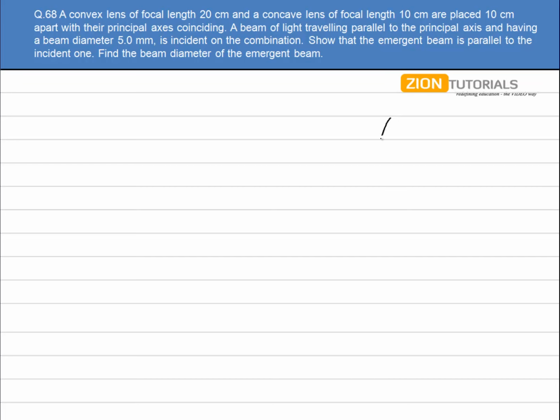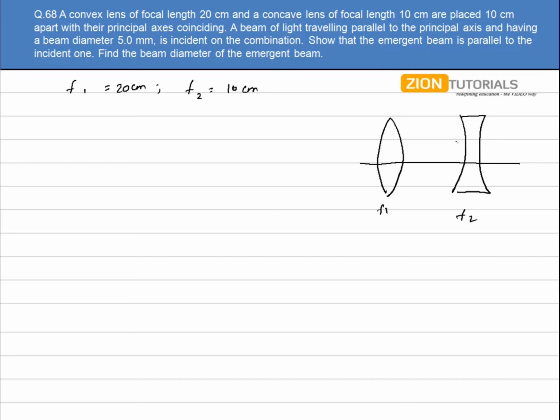I do have a convex lens and a concave lens. The common principal axis, right? Now the focal length of, let's say, f1, that is of the convex lens, is given as 20 cm, and the focal length of the concave lens, let us say this is f2, is given as 10 cm, and they are placed 10 cm apart.